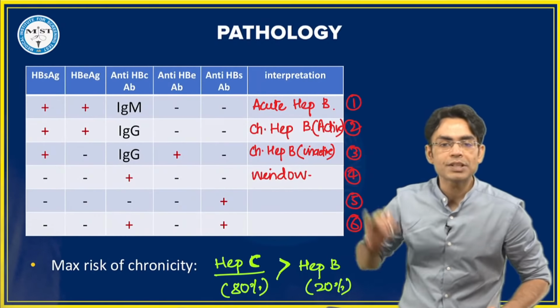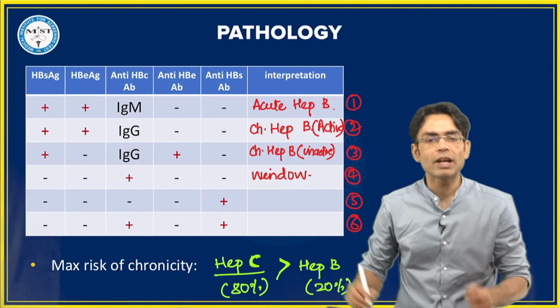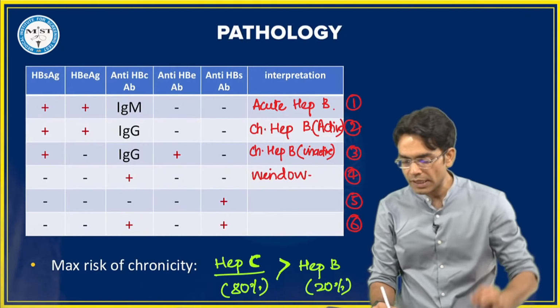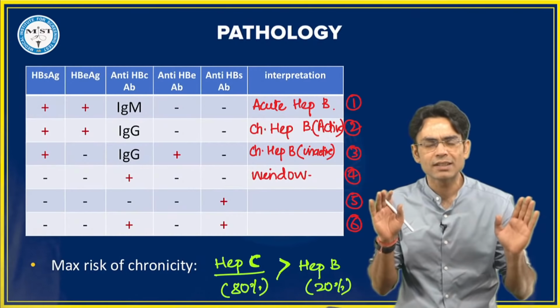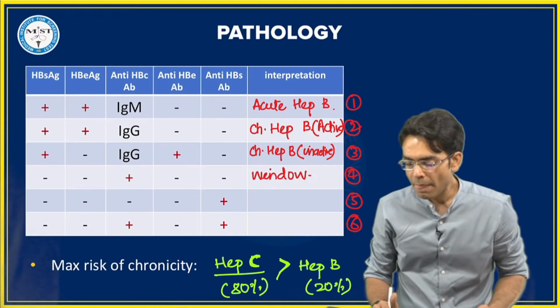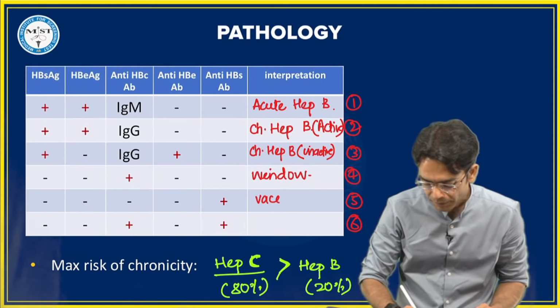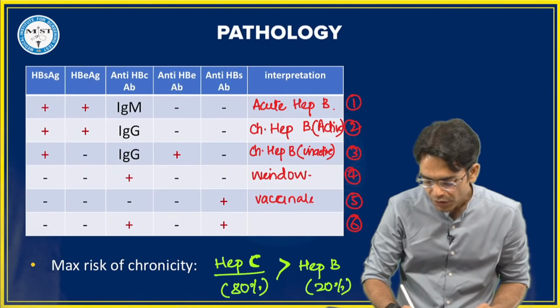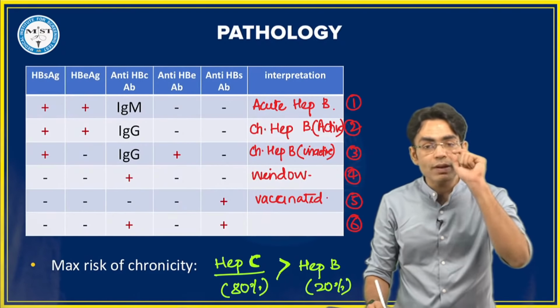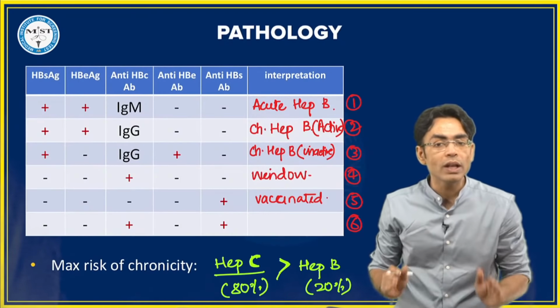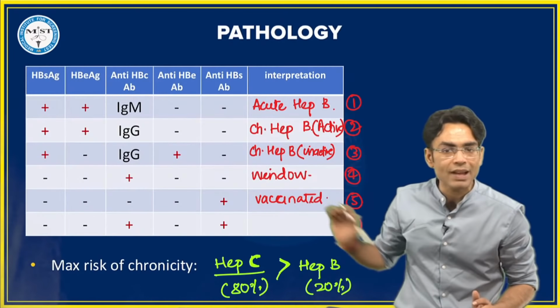After that, tell me patient number 5. In patient number 5 you are only having surface antibodies. Only surface antibodies positive, nothing else. Only surface antibody was found. Very good Shanti. It's a vaccinated patient. Because in the patient where you are just giving hepatitis B vaccine, you are just giving the surface antigen inside, so the body will only be making the surface antibody.